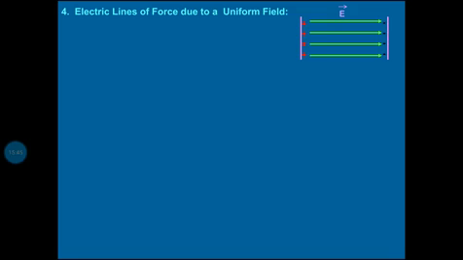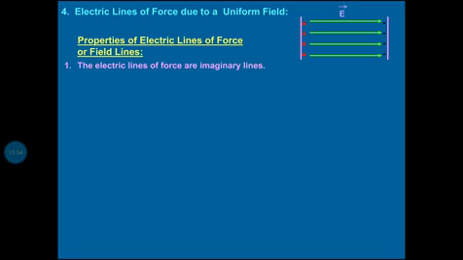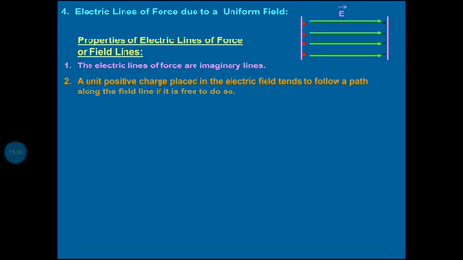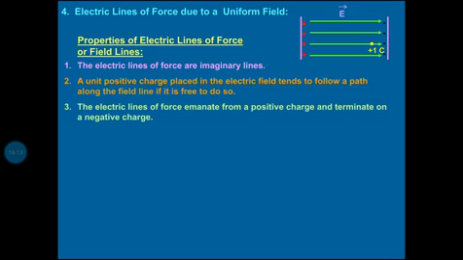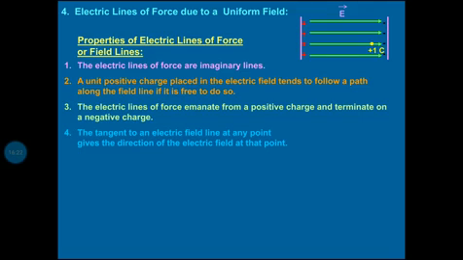So what are the properties of electric line of force or field lines? We can note down the first point. The electric lines of force are imaginary lines. The second one, a unit charge placed in the electric field tends to follow a path along the field line if it is free to do so. Number 3, the electric lines of force emanate from a positive charge and terminate on a negative charge, as I told previously. Number 4, the tangent to an electric field line at any point gives the direction of the electric field at that point.